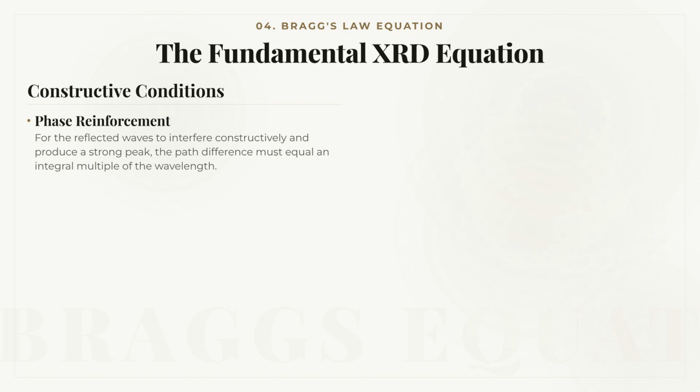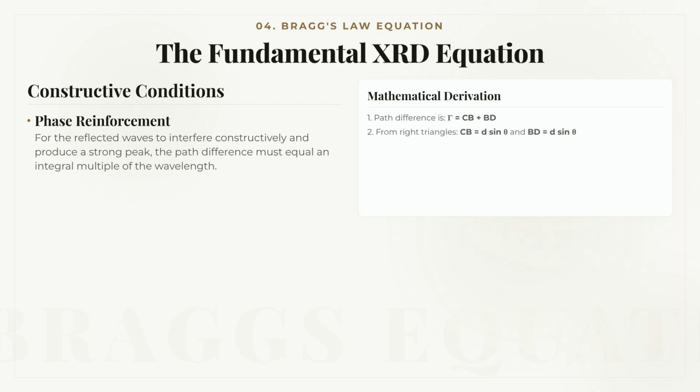For the reflected waves to reinforce each other and produce a strong diffraction beam, they must interfere constructively. Constructive interference occurs only when the path difference is equal to an integral multiple of the wavelength. Therefore, path difference equals n lambda, where n is an integer called the order of diffraction. Substituting the expression for path difference, we obtain n lambda equals 2d sine theta. This equation is known as Bragg's law. It is the fundamental equation of X-ray diffraction.